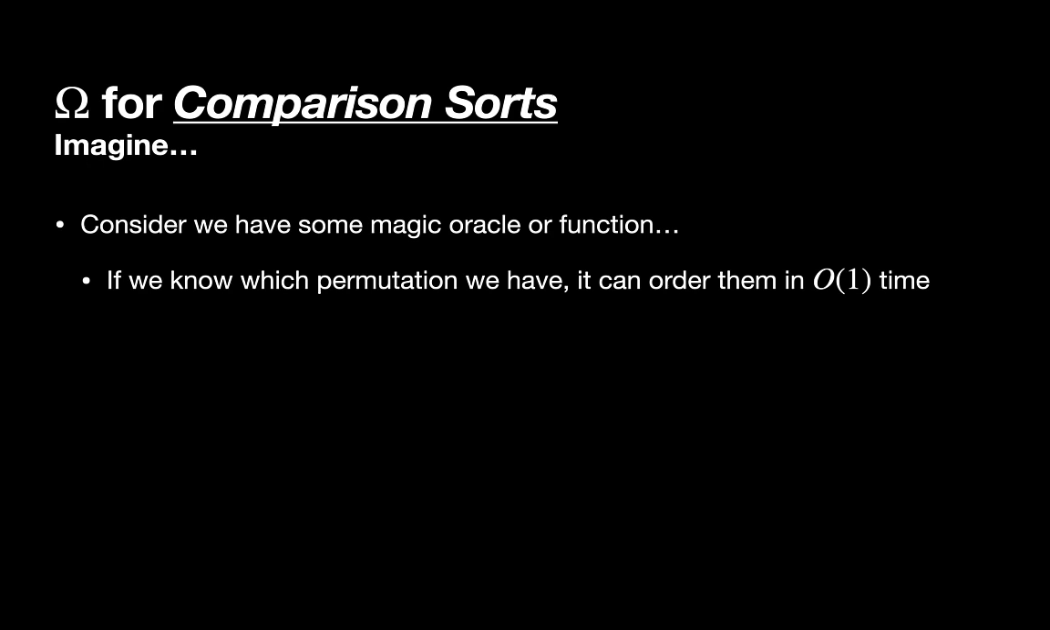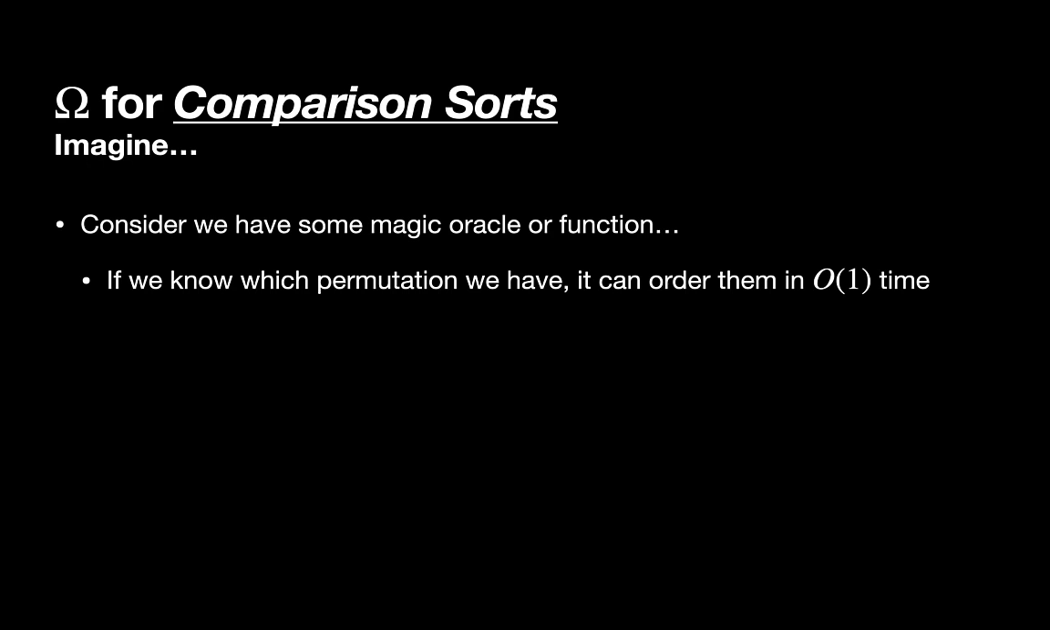Now, imagine that if we could identify the particular number or name, we have some sort of a magic oracle or a function that, if we say, hey, I've got permutation 3, it can automatically put them in the right order in constant time. Imagine that if we had this magical oracle, that would change our sorting task from reorganizing data to just identifying which permutation we had.